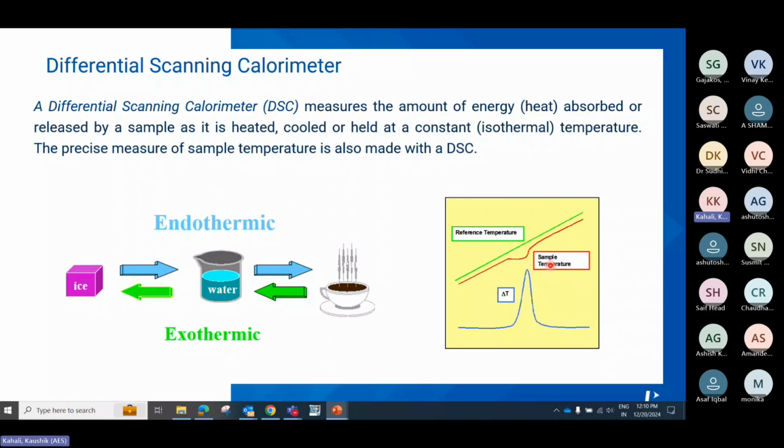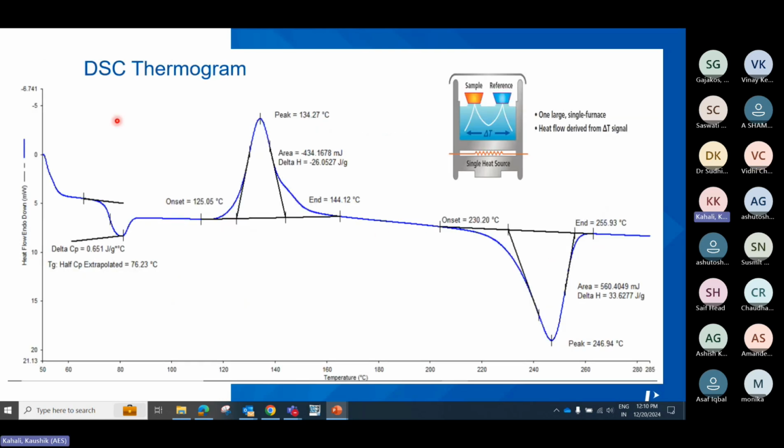And this delta T value is fed into the software. The software has its calculations and algorithms from which it will tell you the delta H, that is the enthalpy, or amount of heat which has been taken in or released by the system. So this is what a classic DSC thermogram looks like.